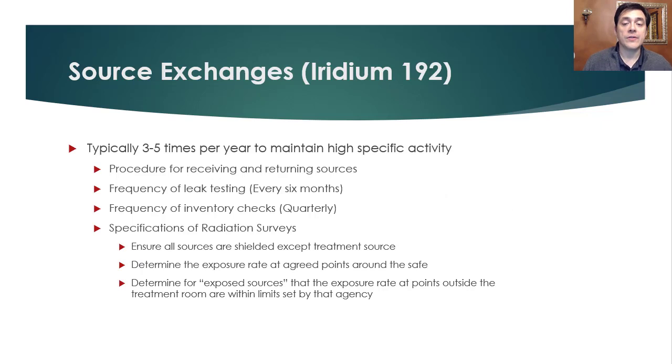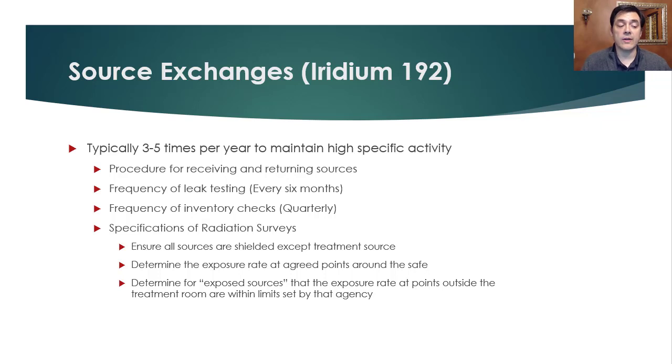One feature in using Iridium 192 high specific activity that will have to be accounted for on nearly a quarterly basis, typically 3 to 5 times a year, is a source exchange. Most facilities opt for quarterly. So the source that's attached to the wire is actually removed from the machine and replaced with a newer, higher activity source. A procedure for receiving and returning sources should be found in the department and/or in the hospital network, and the frequency of leak testing.